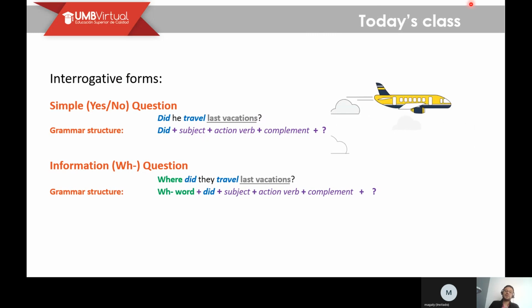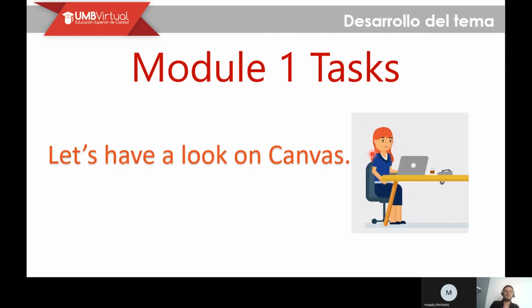If we have a WH word, we use it even more to the beginning. Yes, for example, did he travel as vacation? Or where did he travel as vacation? Yeah, and you have the full question over there. And that's it for our topics explanation.